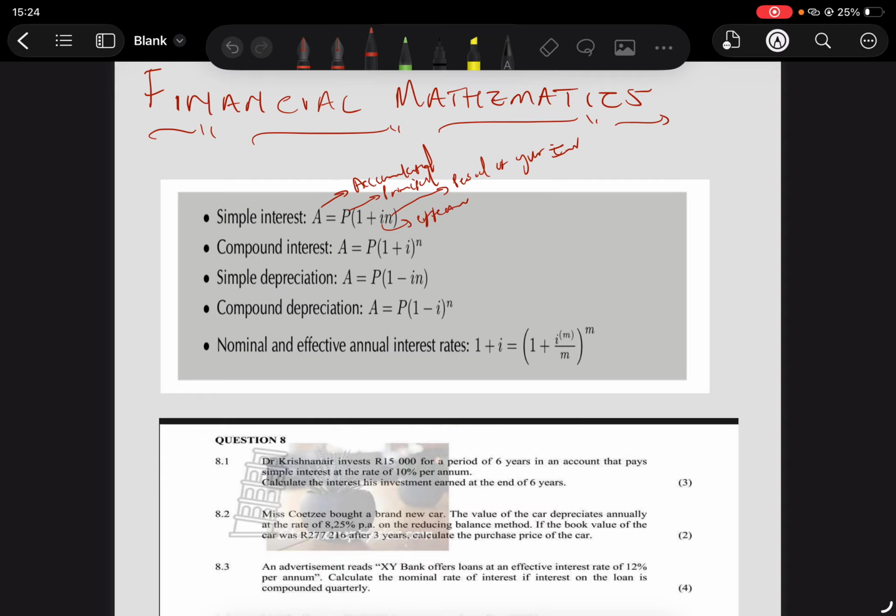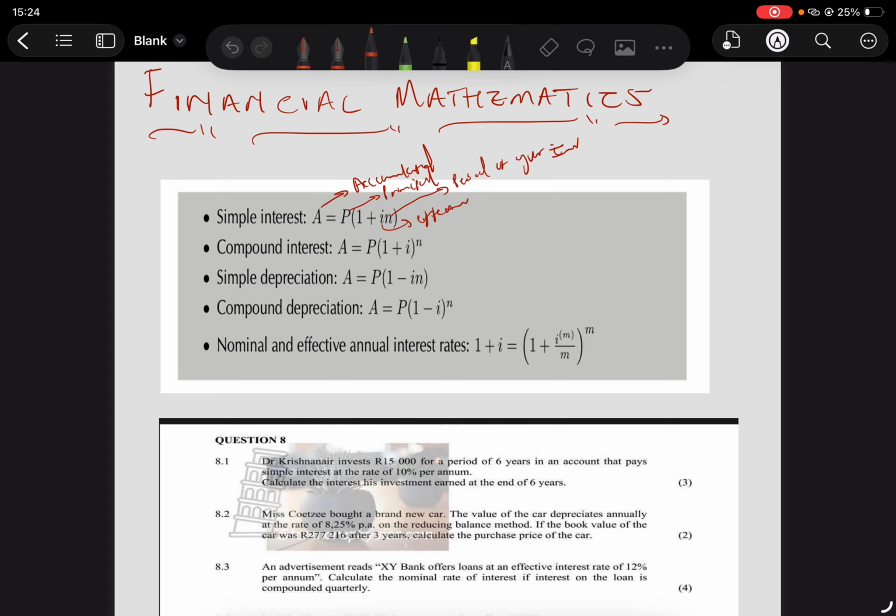Now moving on to compound interest, which is given by A equals P(1 plus i) to the power N. The variables here still denote the same thing. A is your accumulated amount, P your principal, i the effective interest rate, and N the period of the investment.